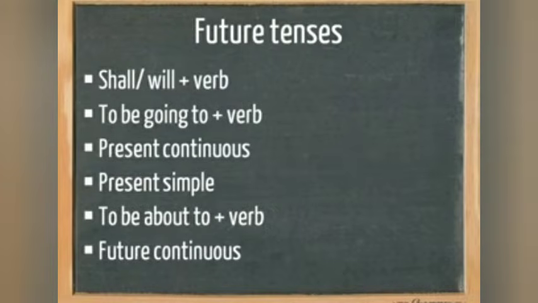The first one is shall or will plus base form of the verb. To be, going to plus base form of the verb. Present continuous, present simple, to be, about to plus base form of the verb, and future continuous. We will be discussing all these structures one by one in the upcoming slides.